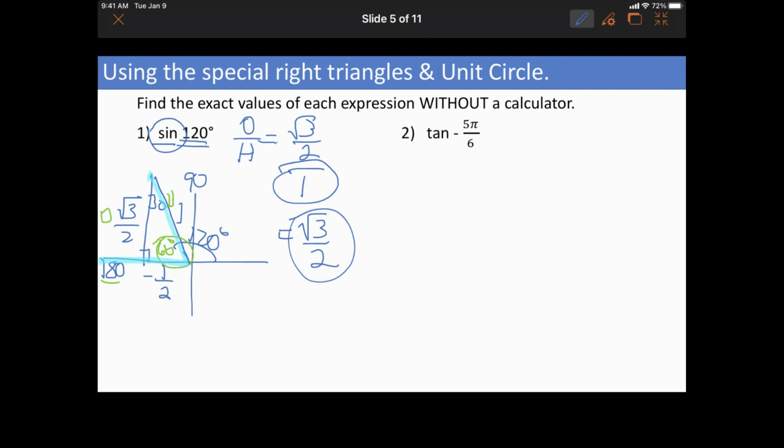So now we're going to do this next one. Now it's in radians, so you can do a couple things. Some people may know where this falls. You can look at your paper, or you can convert it to degrees. It's up to you. If you convert it to degrees, it's negative 150. Now, if you didn't know that, or didn't want to convert it, we know a couple things. I know that it's 6 in the denominator, so the reference angle immediately is 30.